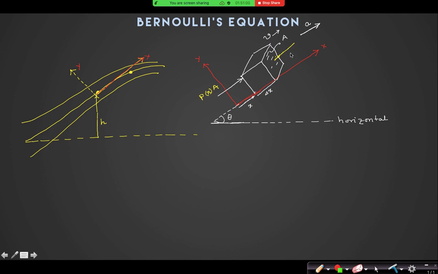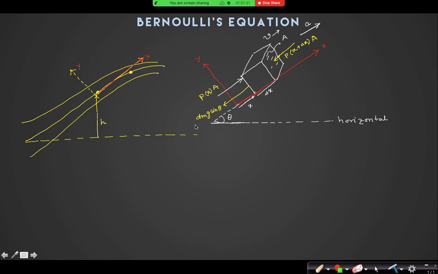P of x plus delta x times A. Is there anything else along this line I'm talking about? The component of weight along this direction. What is that weight? mg sin theta. So it is dm times g sin theta.